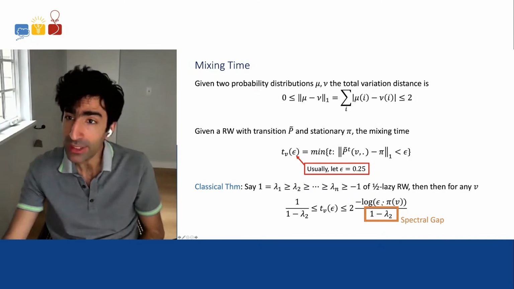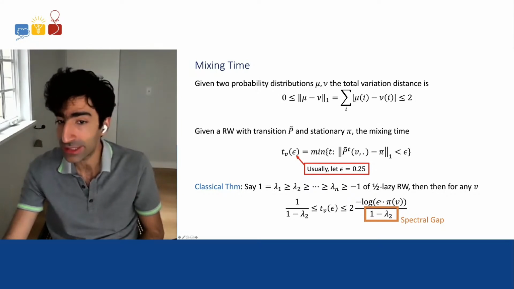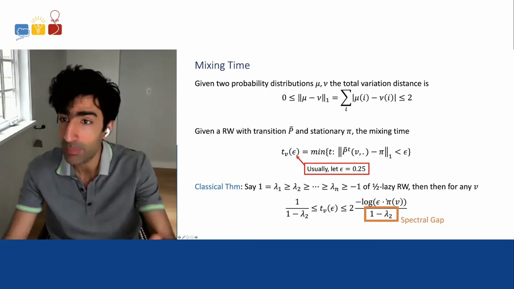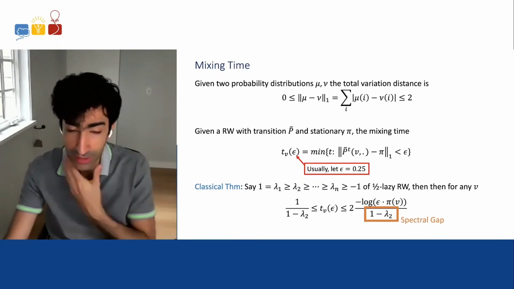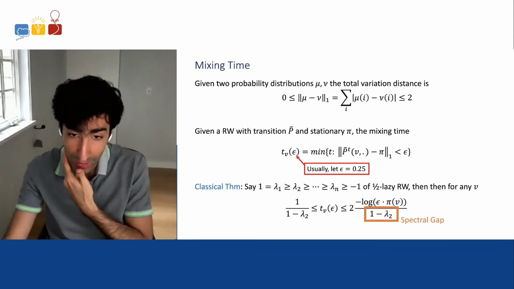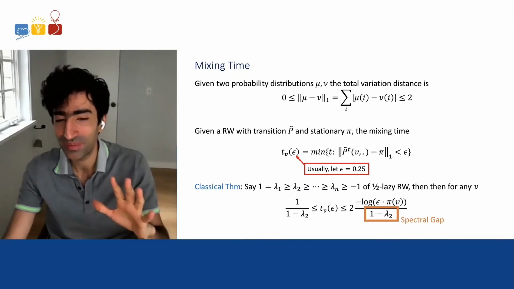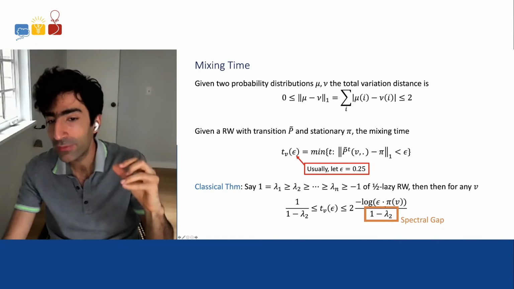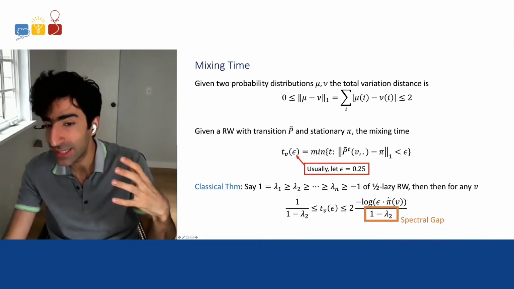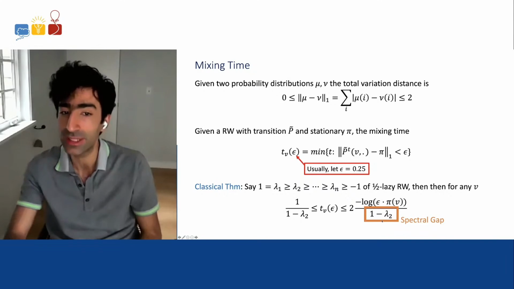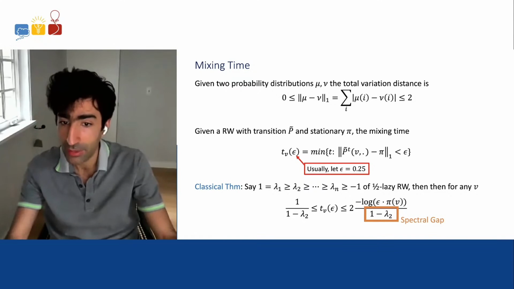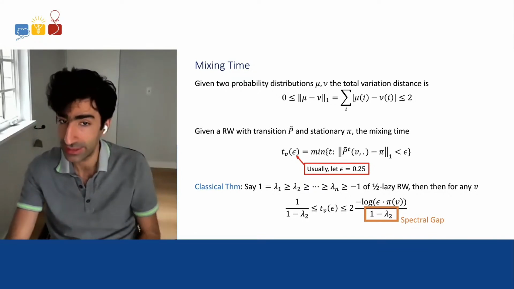The thing is, the quantity in the numerator is logarithmic. So even if epsilon is exponentially small, or pi is exponentially small, this is only a polynomial. What I'm saying is that even if your epsilon is exponentially small, this is not the dominating factor. Usually the spectral gap is the dominating factor, and we want to put a bound on that quantity, okay?